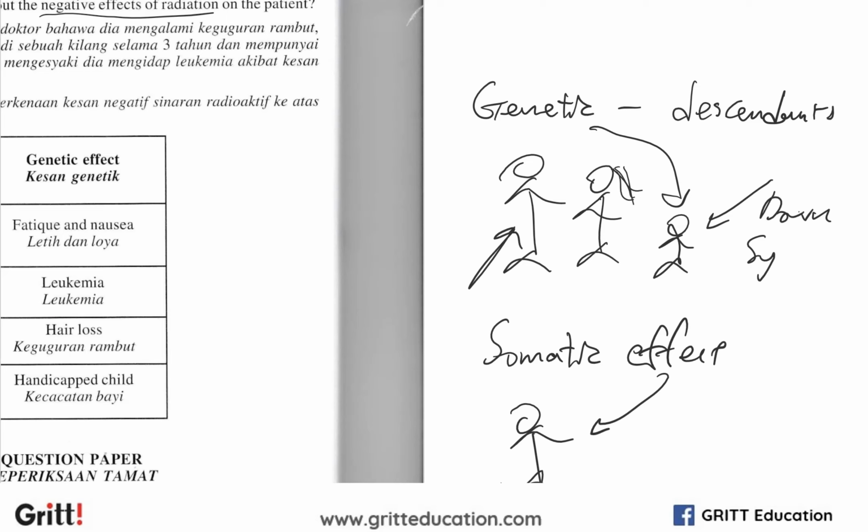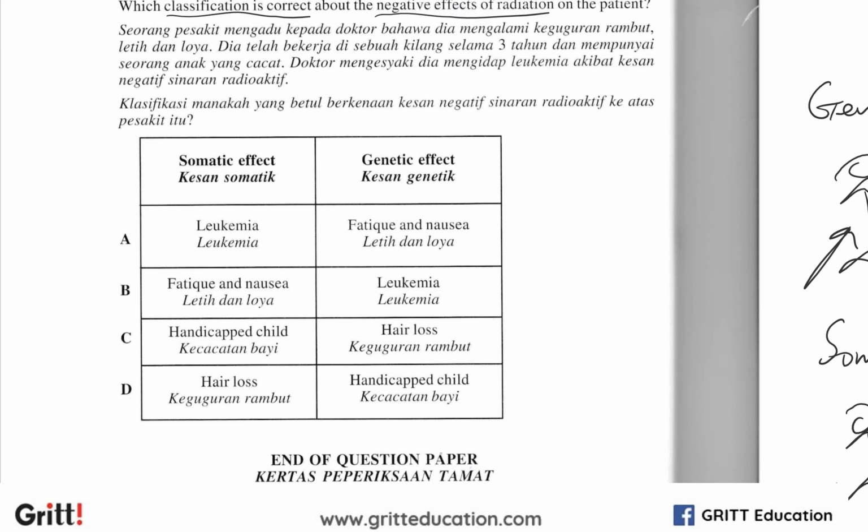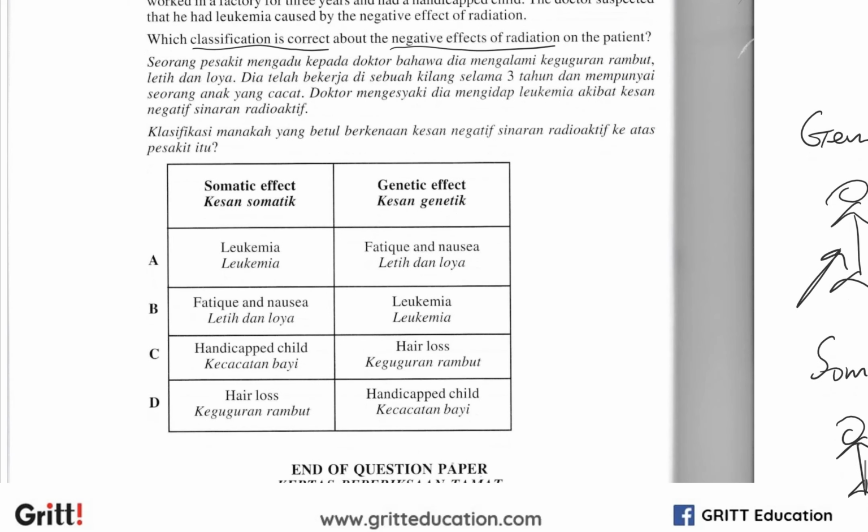So genetic is for the descendants, somatic is for the person himself. So the way you want to answer is to determine whether the somatic is the one that's affecting the person, or genetic is the one affecting the descendants. So for genetic, the most obvious answer is handicapped child, because it's referring to the descendants of the person being exposed to the radiation. With that said, all these three over here, fatigue and nausea, leukemia and hair loss, are all somatic effects. So these are effects that happen to the person exposed to the radiation, not the descendants.